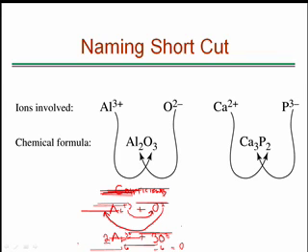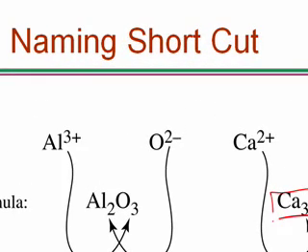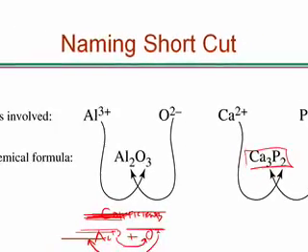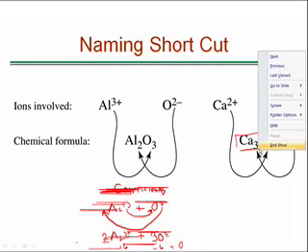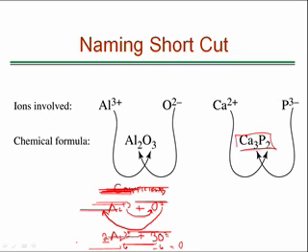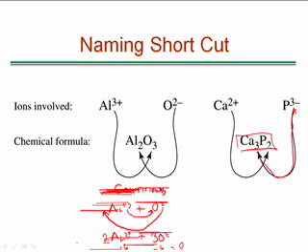Okay? Do the same thing here. Okay, this is just a very fast shortcut when given the formula or given the ions. Okay, remember the 3 becomes the negative charge, and the 2 becomes the positive charge. Now this won't work if you have something that has the same charge.